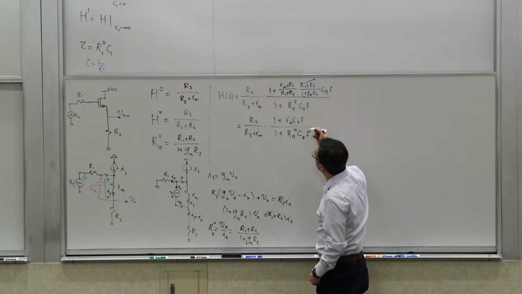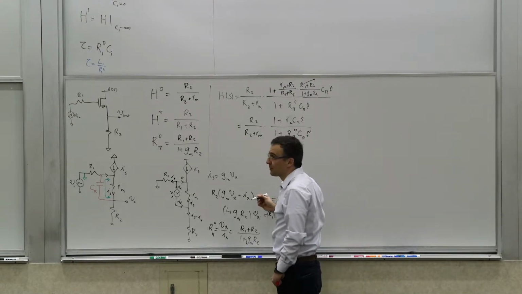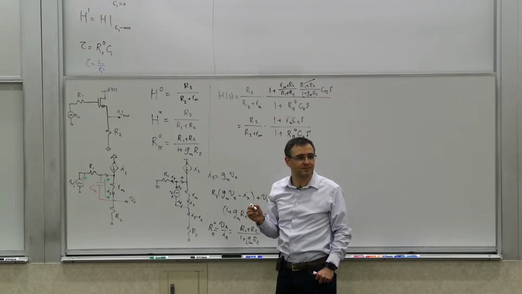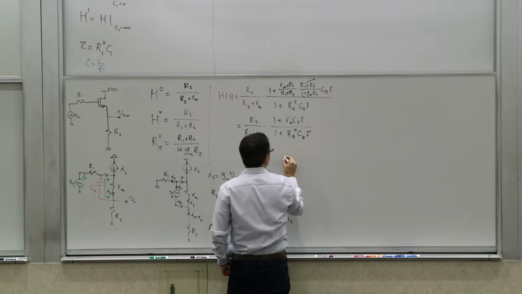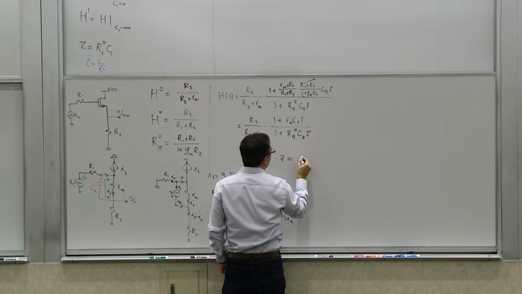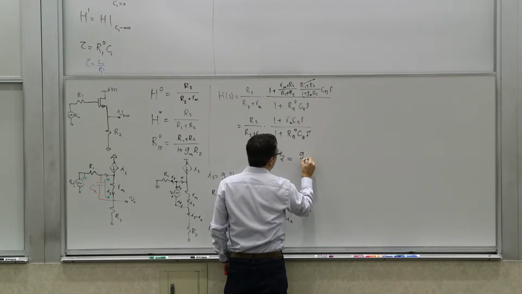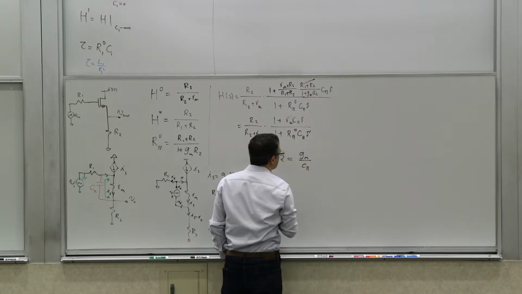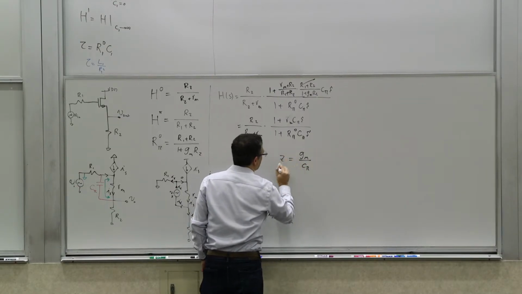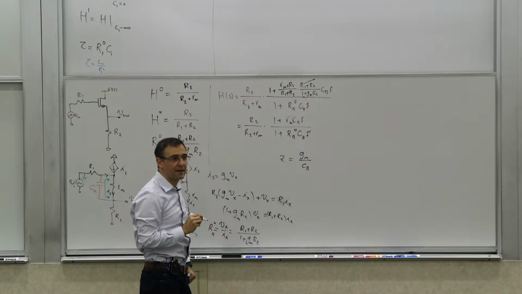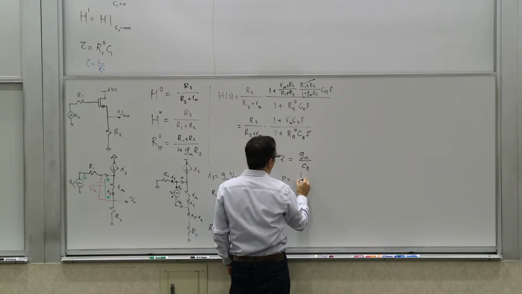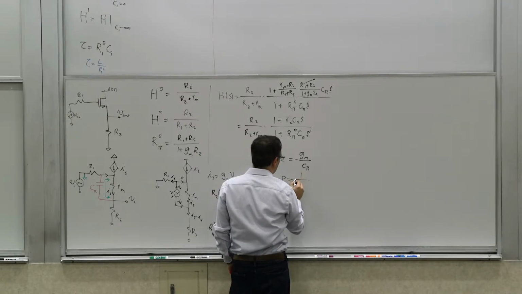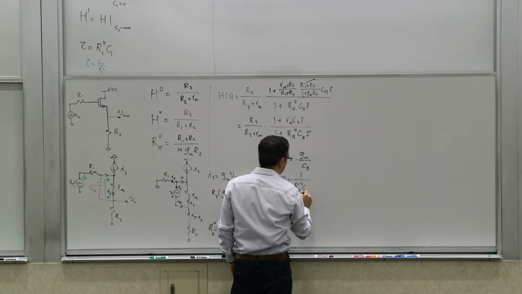And then what you see from this is that there's a 0 and a pole. Right? Where is the 0? The 0 is exactly Gm over C pi. And the pole frequency is 1 over, well, negative that, and the negative here, R pi 0 C pi.